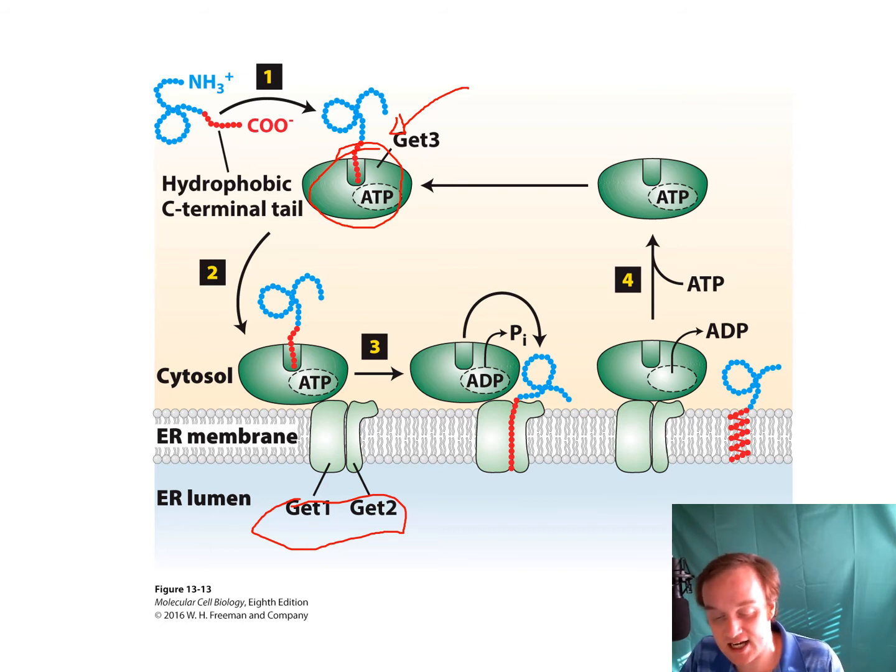And then at the end of step 3 here, GET3 releases that ADP, which allows it to be recycled. So now that the ADP is gone, ATP can come in, and this enzyme is used over and over to insert these proteins. Once the release occurs, the protein here is released also by GET1 and GET2, and this protein then is anchored, and it no longer needs the help of any of the GET proteins or SGT2. It has been inserted.